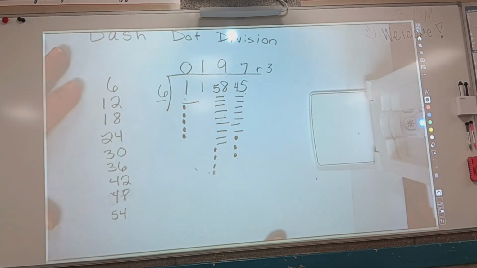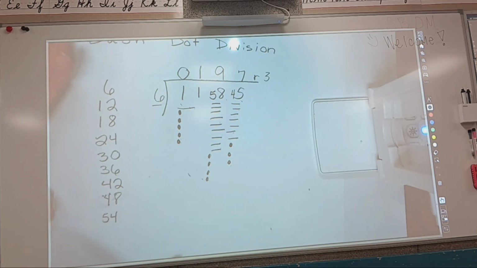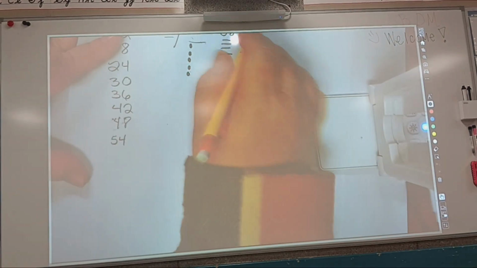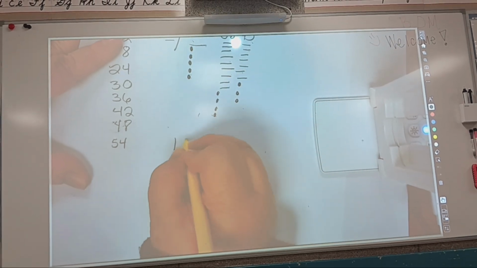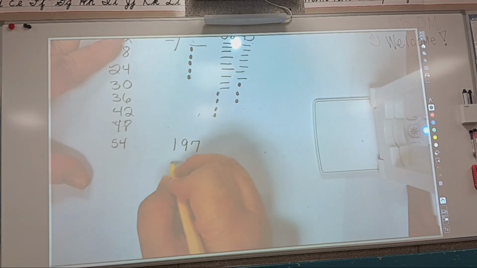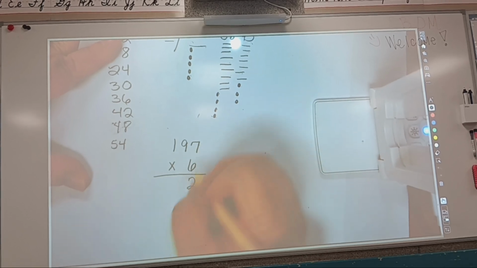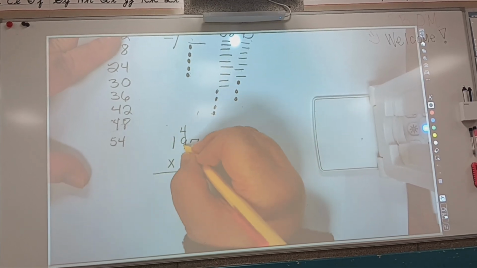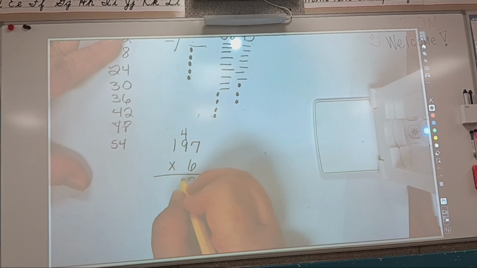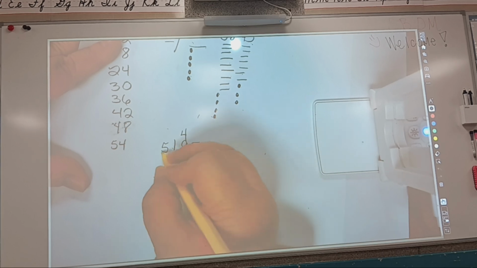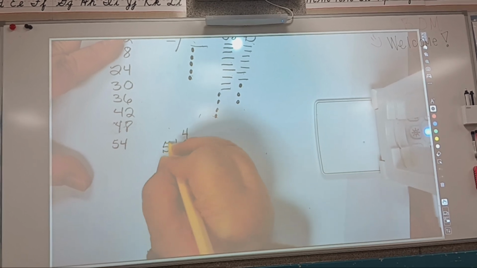Now, one more thing before we finish is we want to check our problem. So I'm going to multiply my quotient times my divisor. 197 times 6. 6 times 7 is 42. Carry my 4. 6 times 9 is 54. Plus 4 more is 58. Put my 8 down, carry my 5. 6 times 1 is 6. 7, 8, 9, 10, 11.